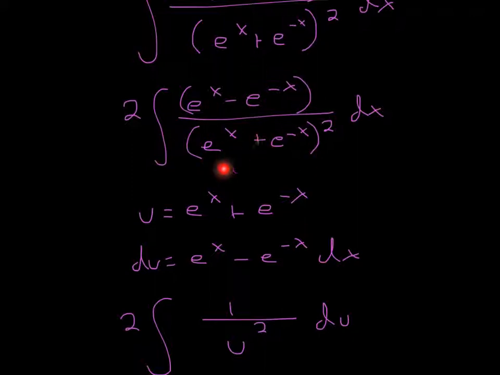So I set u as the denominator, so it's going to be e to the x plus e to the negative x, and the derivative of that will be e to the x, the same thing, plus e to the negative x times the derivative of the negative x, which will be -1, so it's going to be minus e to the negative x. So we look, is that represented in the actual integral? Yes, it is, because over here we have the exact same thing.